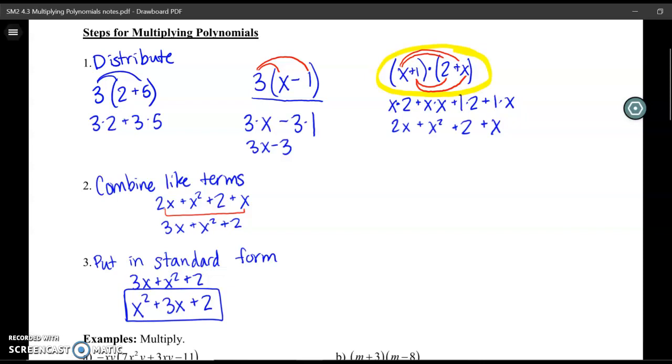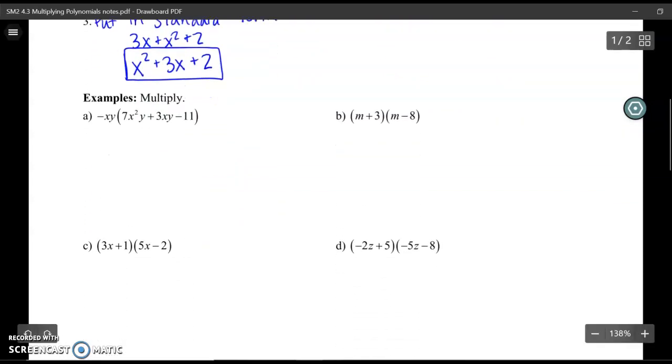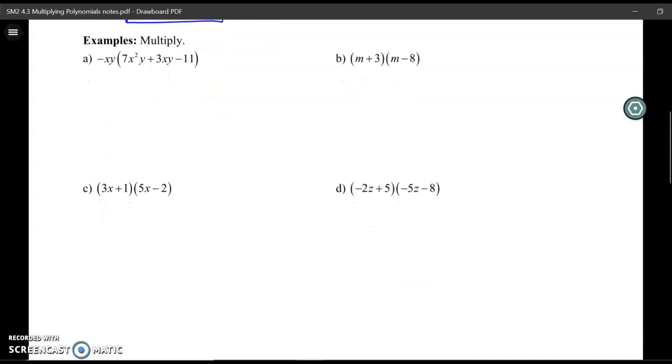Okay, so let's go through and do some examples of this, okay? I'm going to scroll down. Hopefully you have these notes written down somewhere. So let's go ahead and look at some examples. Okay, so let's just start with A. Remember, my first step is to distribute.